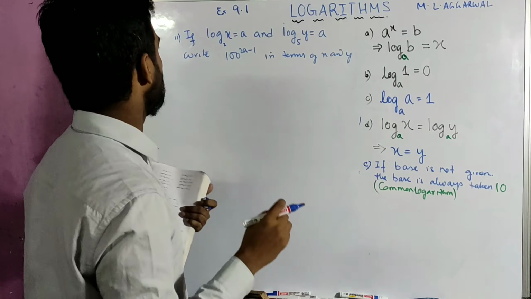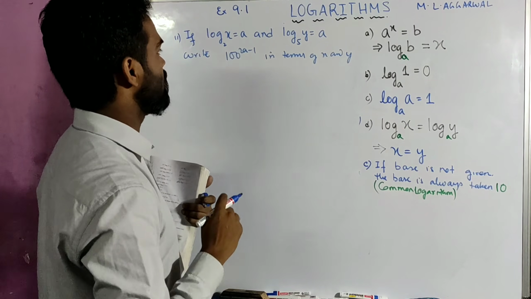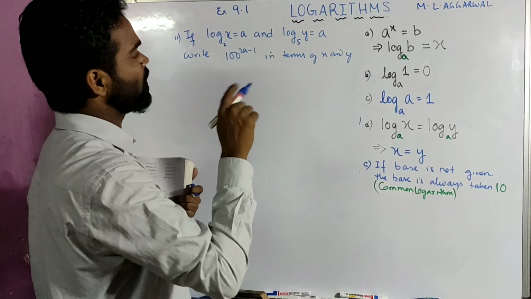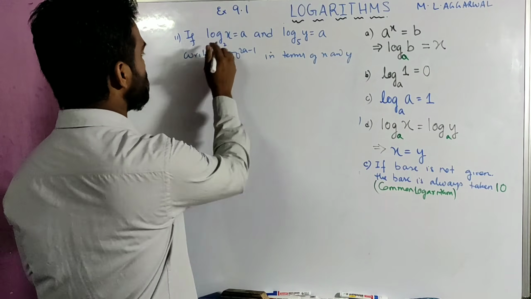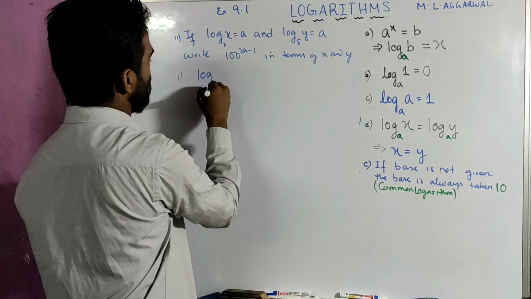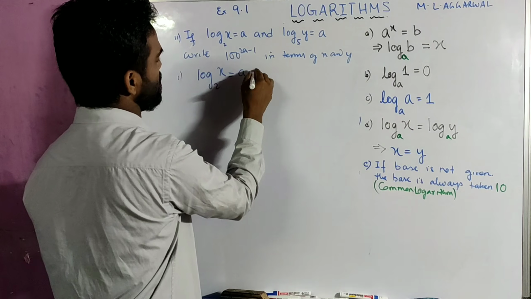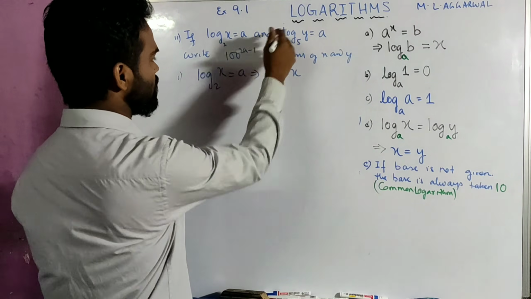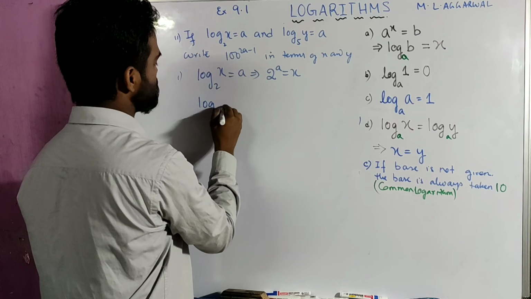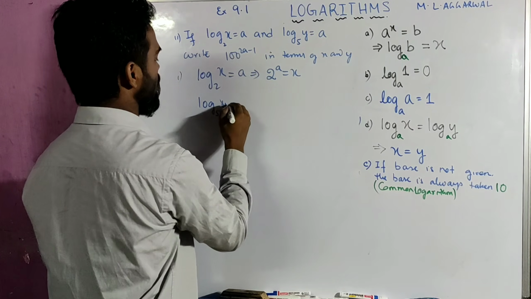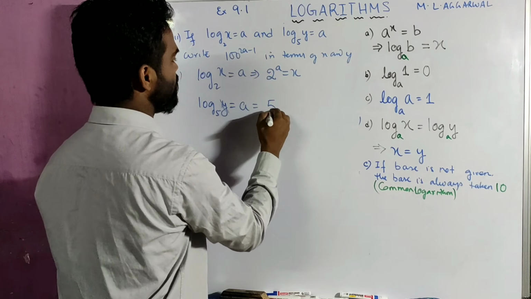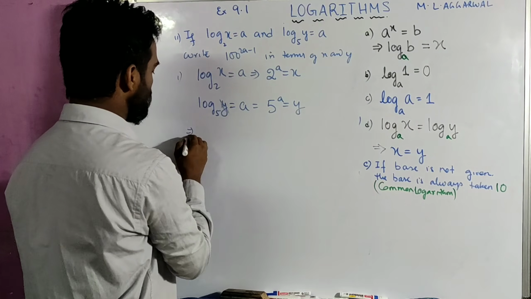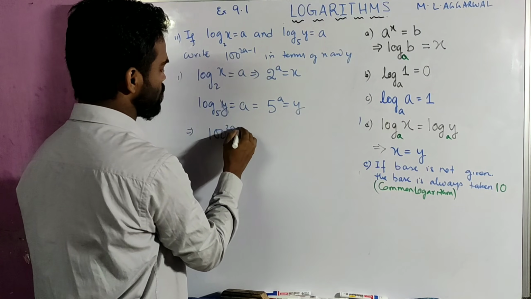Now look at sum number 11. If log x base 2 is a and log y base 5 is a, write 100 to the power 2a minus 1 in terms of x and y. Very simple. First, log x base 2 equals a. Can I write 2 to the power a equals x? Similarly, log y base 5 equals a. So can I write 5 to the power a equals y? I got this.